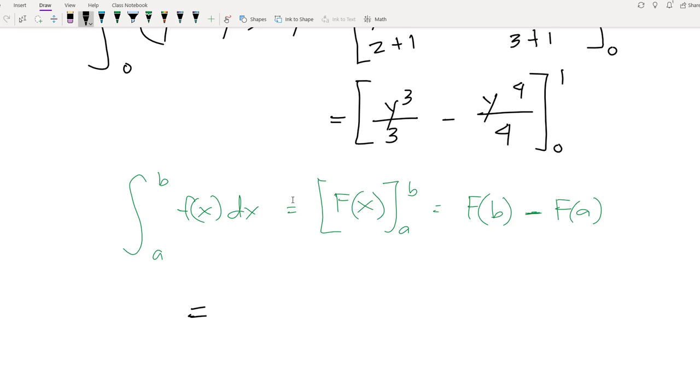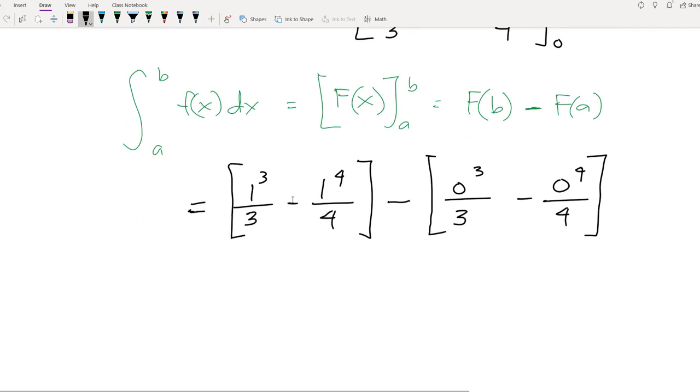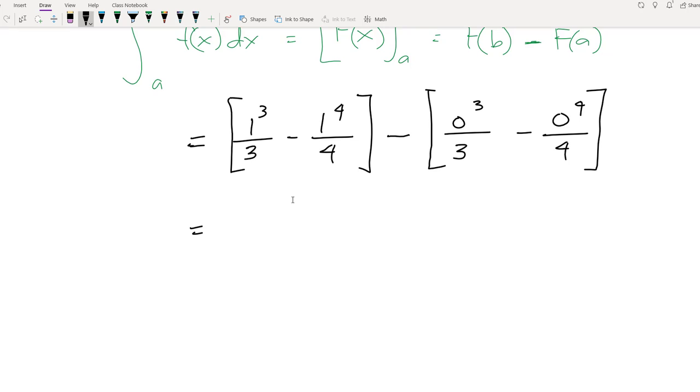This would be: the upper limit is 1, so this is 1 raised to 3 over 3 minus 1 raised to 4 over 4. That is f of b, the function of the upper limit, minus 0 raised to 3 divided by 3 minus 0 raised to 4 divided by 4. So this is our answer. Simplifying, we have 1/3 minus 1/4. Don't forget the parentheses or the bracket.